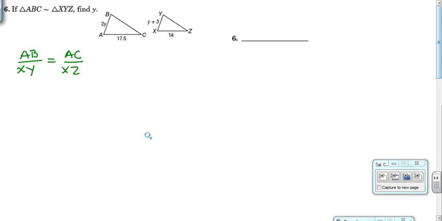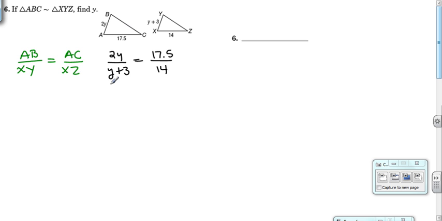Number 6, if triangle ABC is similar to triangle XYZ, you have to find Y. Well, based on the order of the letters, I know that AB has to compare to XY in the same way that AC would compare to XZ. So when I fill in what I know, AB is 2Y. That compares to Y plus 3 in the same way that 17.5 compares to 14.